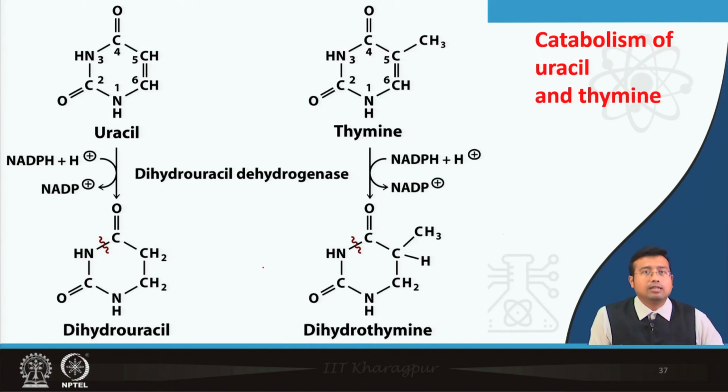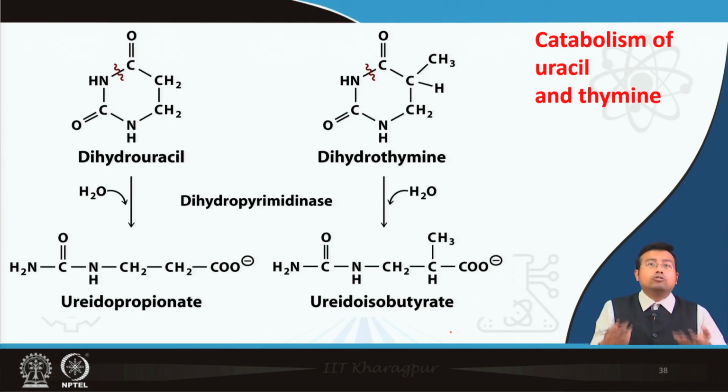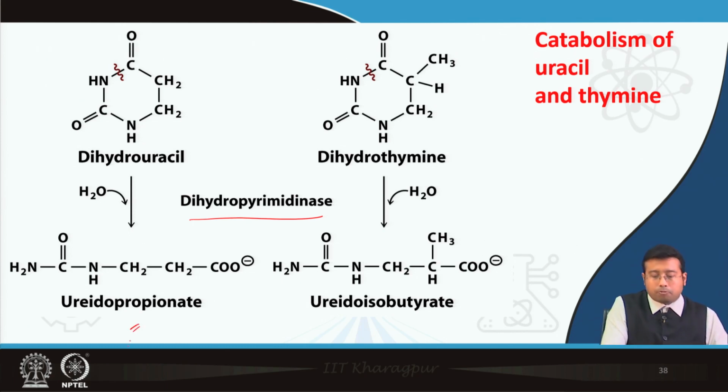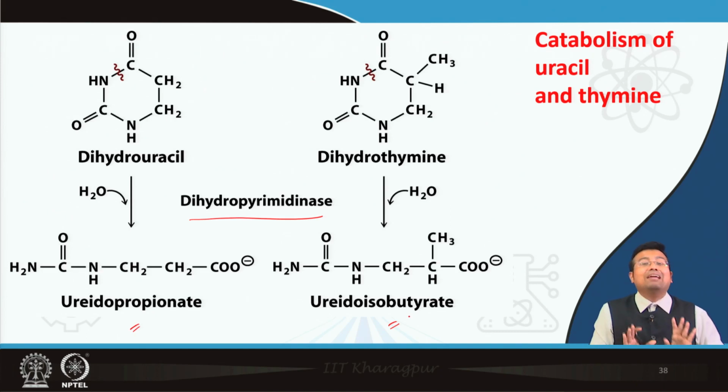So, we start with uracil and thymine. They are first acted upon by an NADPH dependent dehydrogenase enzyme, that will convert them into the dihydro version. So, dihydrouracil and dihydrothymine, which will be acted upon by the enzyme dihydropyrimidinase. Simply a water molecule comes in and converts them to ureidopropionate and ureidoisobutyrate. Okay. The structures are not important, the names are important.